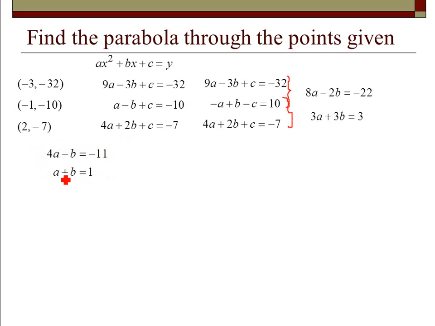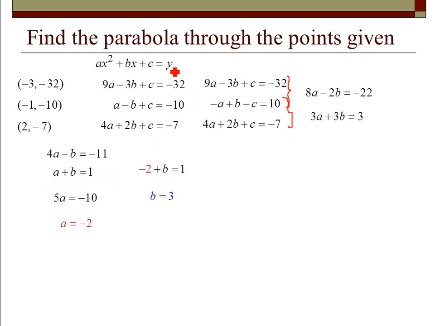Now in this case, this system is nice and easy because I can just add these two together. I get 5a is equal to -10. So I know a equals -2. So now I know what that term is. Next, I'm going to go back, plug into one of these equations. This one's a little bit easier. So I can solve for b. I get b equals 3.